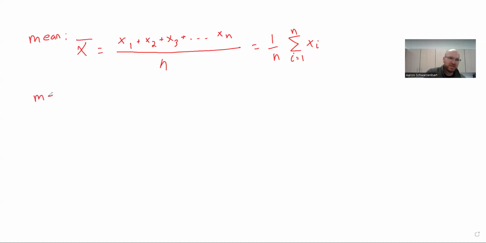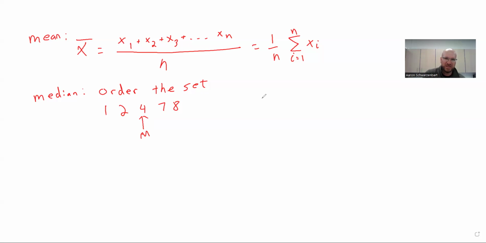We have the median. The median is the middle number. Important thing: order the set. Before you start finding the median, order the set from smallest to largest. If I've got 5 data points in the set, this is the median, we call it capital M.